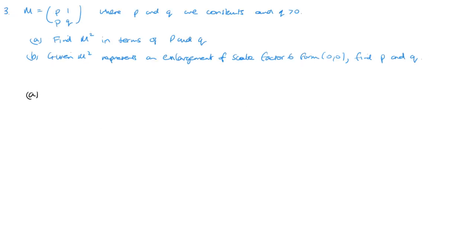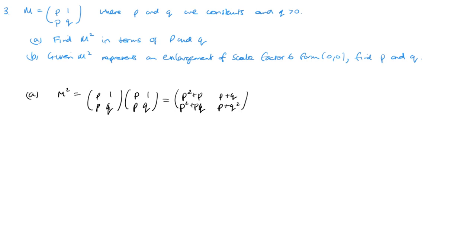Okay, third and final question. Right, we've got to find M2. So P1, PQ times by P1, PQ. So that's P squared plus P. And then we've got P plus Q. We've got P squared plus PQ. And P plus Q squared.